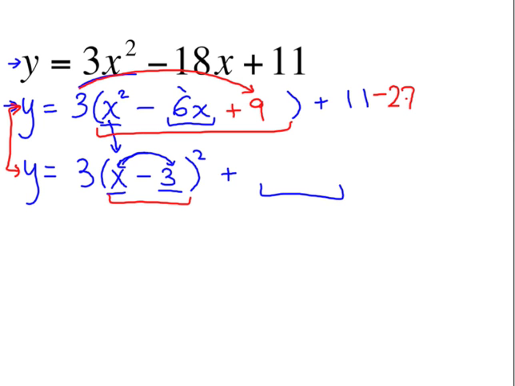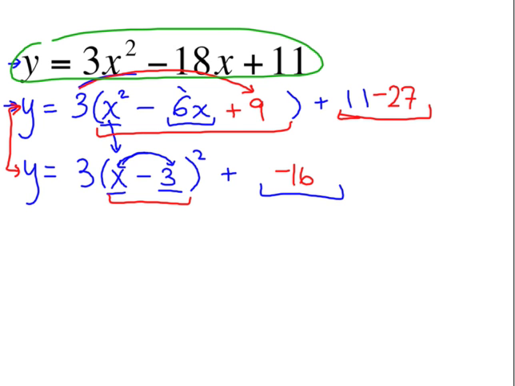So now what goes here is this combination. What is 11 minus 27? 11 minus 27 is negative 16. So I'm done with what I said I was going to show you how to do. I was going to show you how to start with something that looks like this and put it into vertex form. But I'd like to end with saying, well, what is the vertex here?